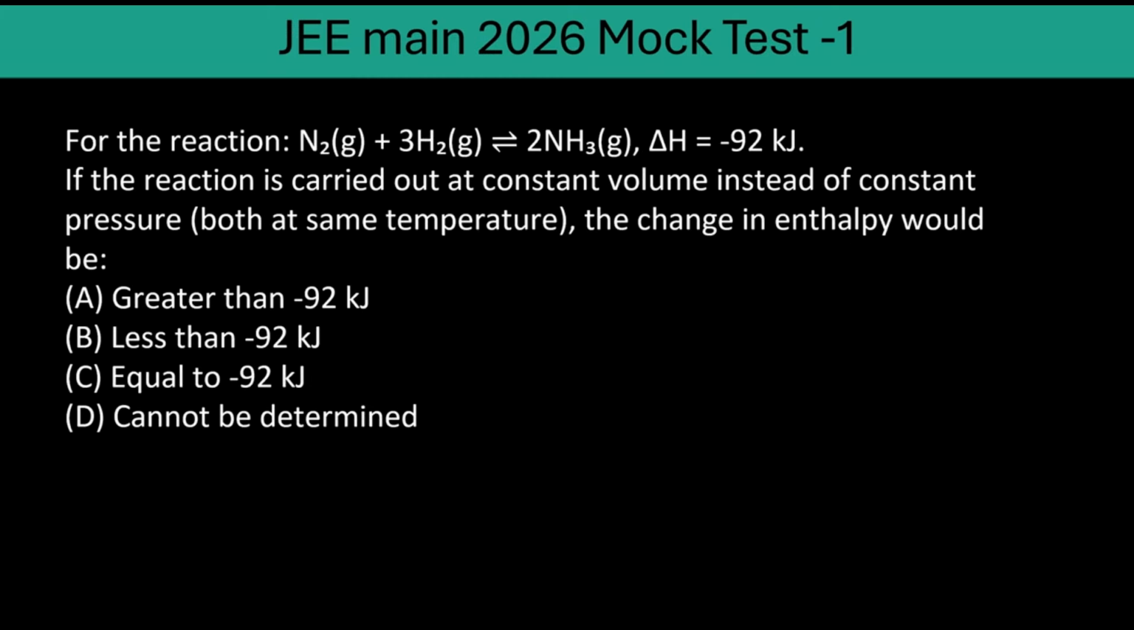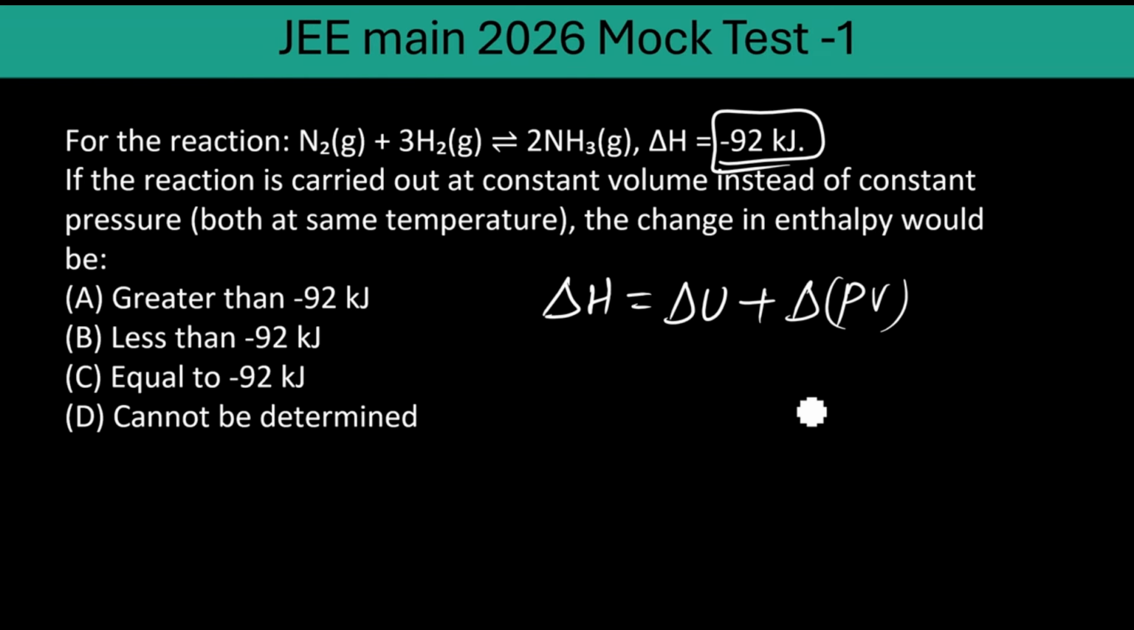For E configuration, one set will happen, and for Z configuration, another set will happen. Then, Haber's process is given. Delta H value is minus 92 kilojoule. If the reaction is carried out at constant volume instead of constant pressure, the change in enthalpy would be? So we know the relationship, right? Delta H is equal to delta U plus P delta V, or PV. So PV is equal to nRT.